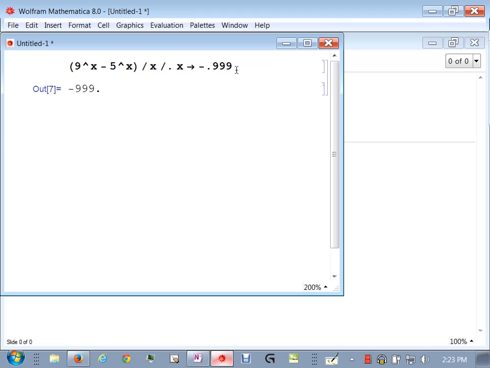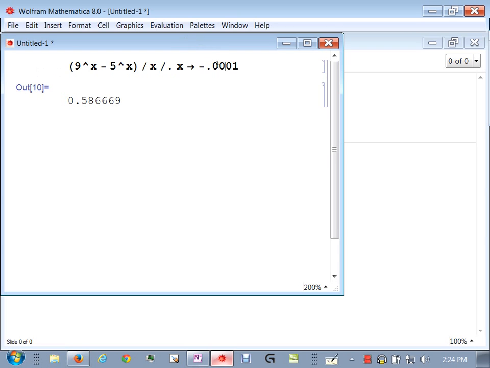And I'm replacing x with 0.1, negative 0.1 gives you 0.48, 0.49. Negative 0.01, 0.057. Negative 0.001 gives you, I'm sorry, 0.586.